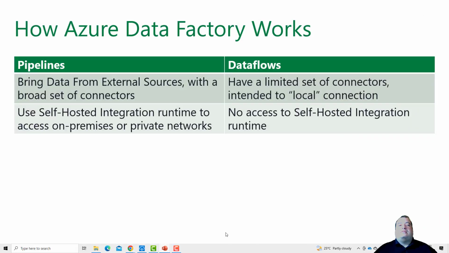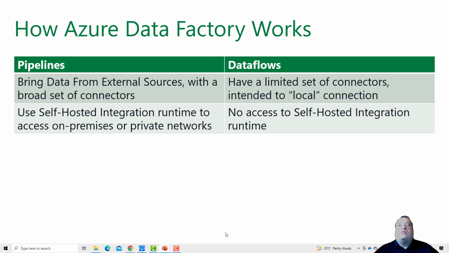And besides this big difference between pipelines and data flows on Azure Data Factory, pipelines can also use what's called the self-hosted integration runtime. The self-hosted integration runtime is used to get data from an on-premise environment or from private networks. It's a software that we install on the on-premise environment or on a private network. What do I mean by private network? For example, a network on AWS.